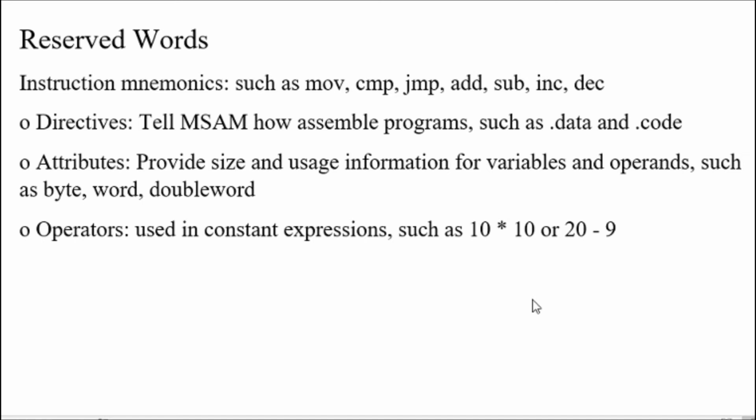Okay, so we have many reserved words in MASM. The first one is instruction mnemonics. We will be discussing instruction mnemonics in a future video, but for now, there are a lot of instruction mnemonics, and some of them are MOV, CMP, JMP, ADD, SUB, INC, and DEC. These are all instruction mnemonics and you cannot use them as identifiers.